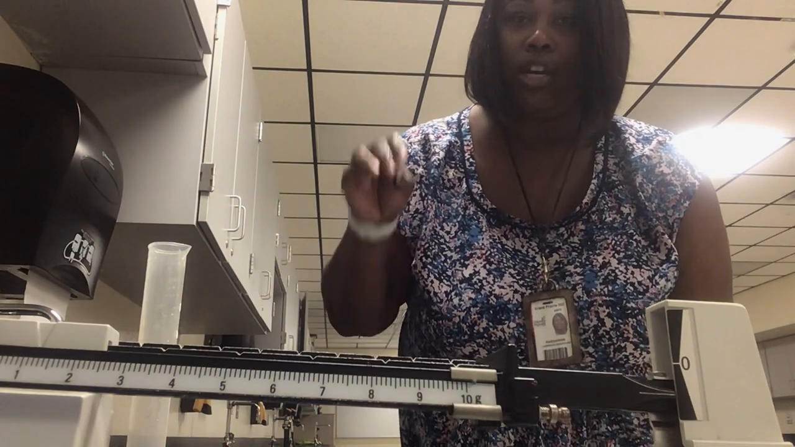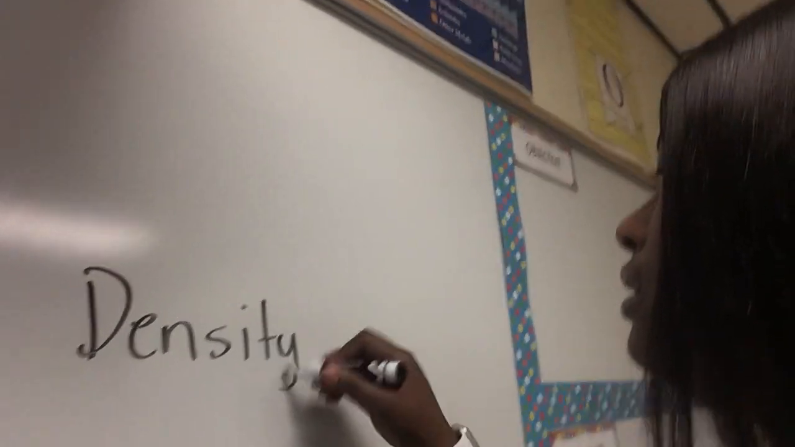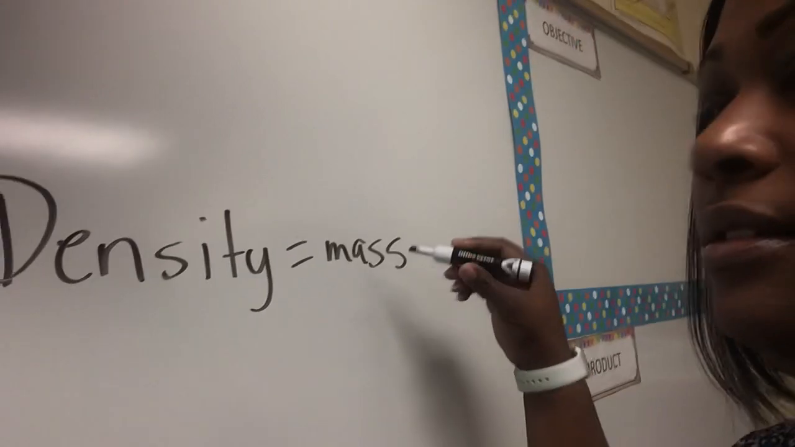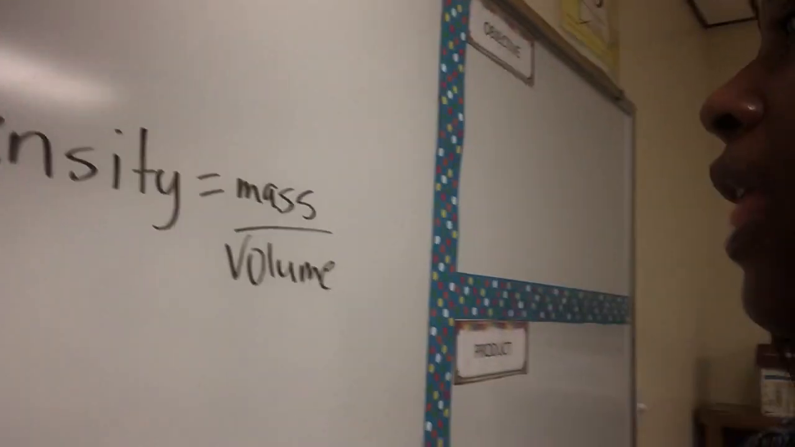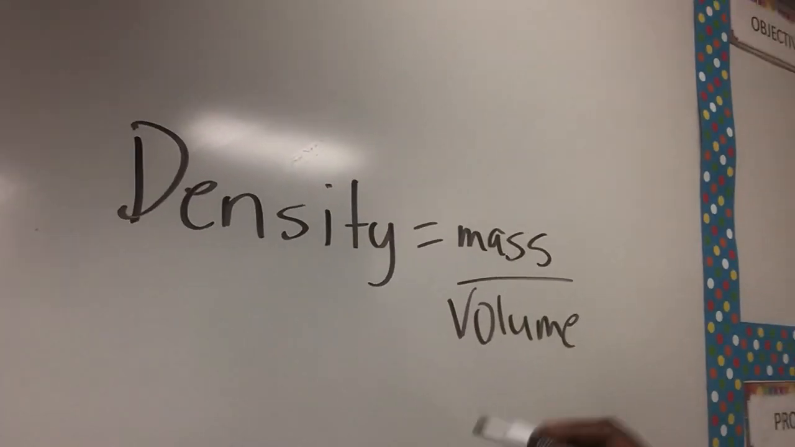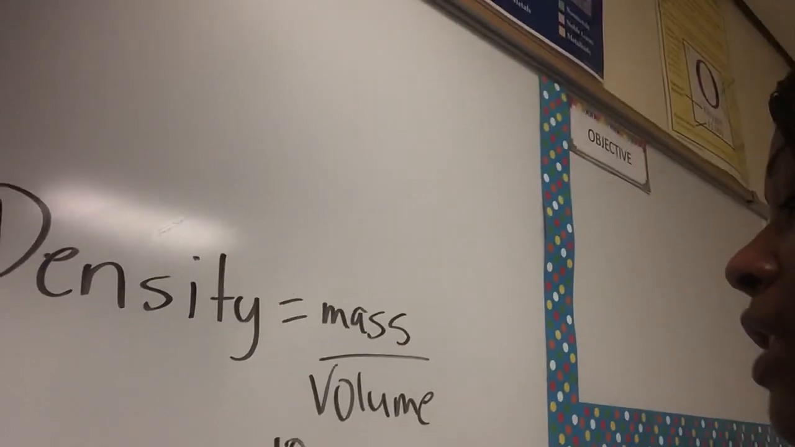So I'm going to go to the board and show you, when we're doing the density for water displacement, how we get it and then how we solve for density. So if you take a look on the board, let's recall my actual equation is density equals mass divided by volume. Let's recall, on that irregular shaped item, our mass was 10 grams and our volume was 2 milliliters.